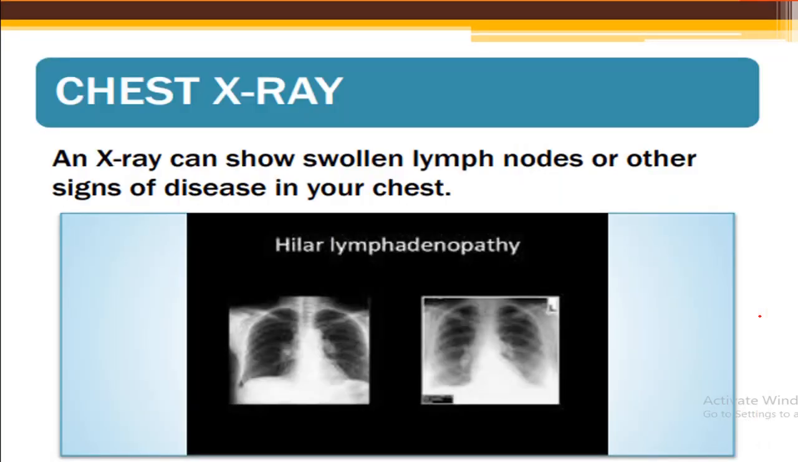Okay, sa X-ray naman, through X-ray ay makikita nila that there are swollen lymph nodes, okay, and other signs of disease in your chest. Ito, kung lumaki yung hilar lymph nodes, called hilar lymphadenopathy, okay, dito nag-accumulate and aggregate yung mga immature cells, okay? So, nagkaroon ng swelling of your lymph nodes.